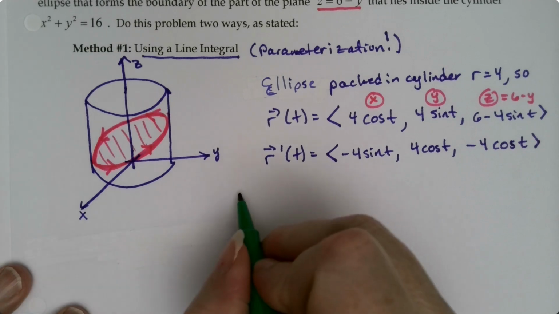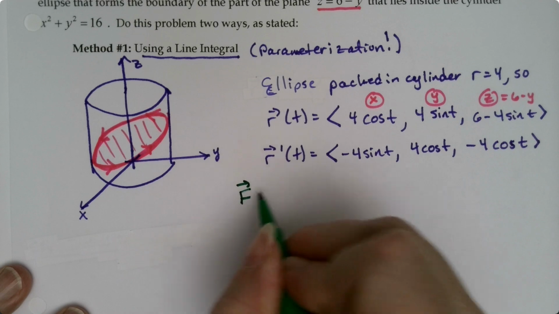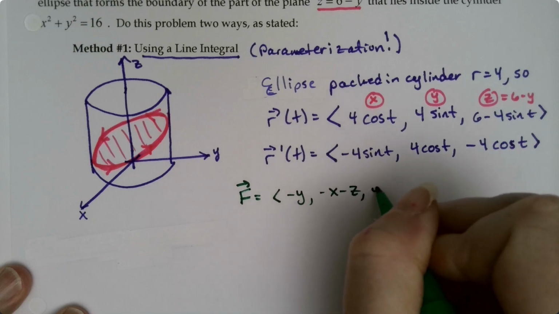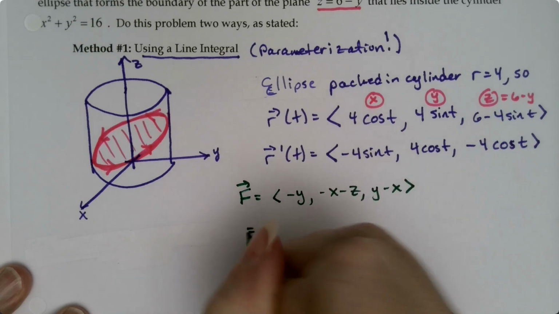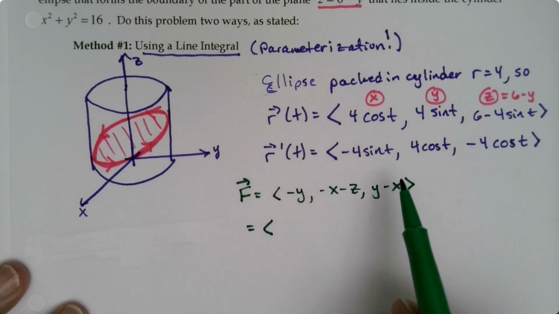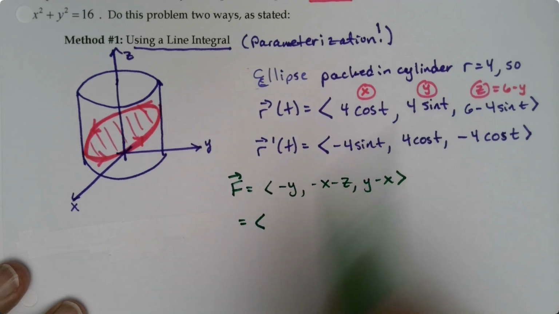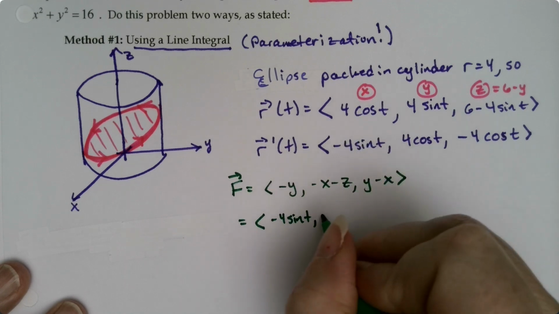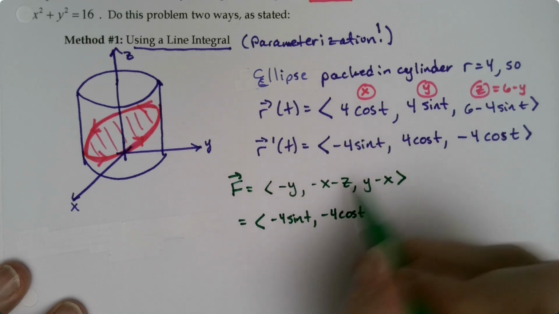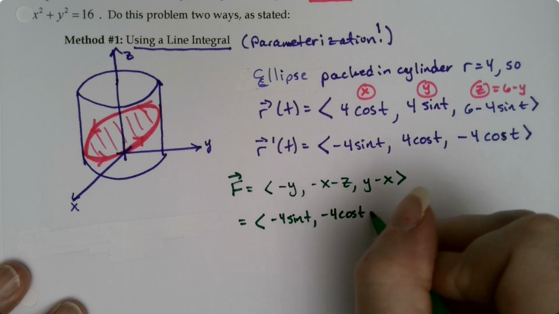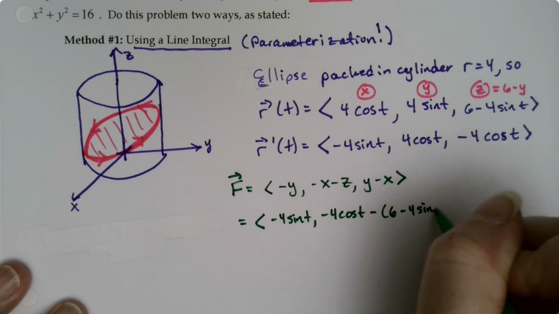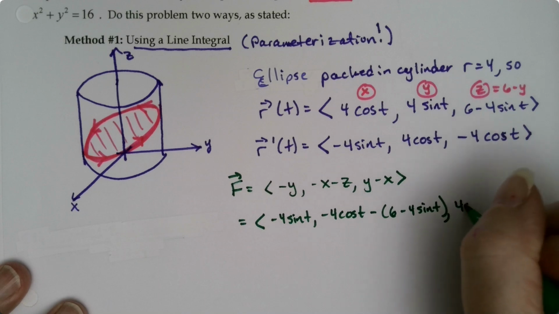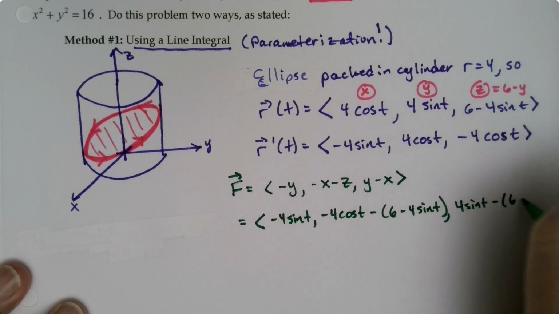All right, now let's figure out our vector field. The vector field was negative y, negative x minus z, y minus x. But that's not useful to us because we need to have the new version. So it's negative 4 sine t, negative x is 4 cosine t, so that's negative 4 cosine of t, minus z. So that's minus 6 minus 4 sine t. And then y minus z, so that's 4 sine t minus 6 minus 4 sine t.